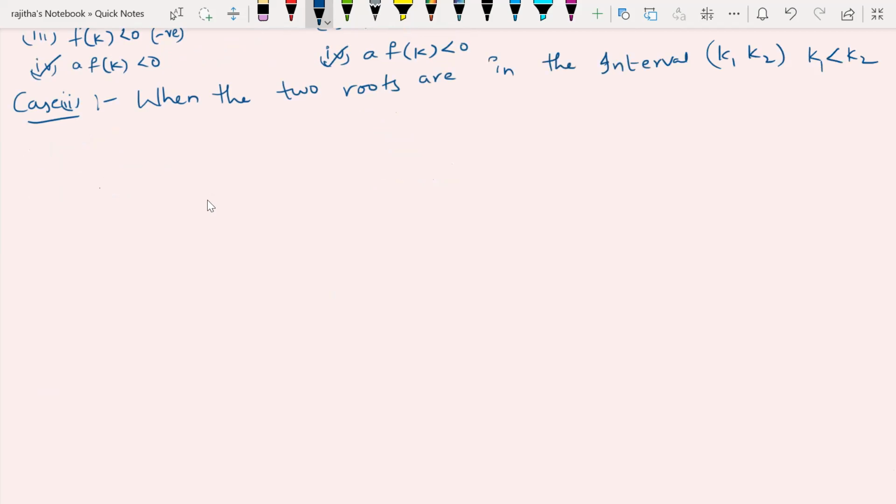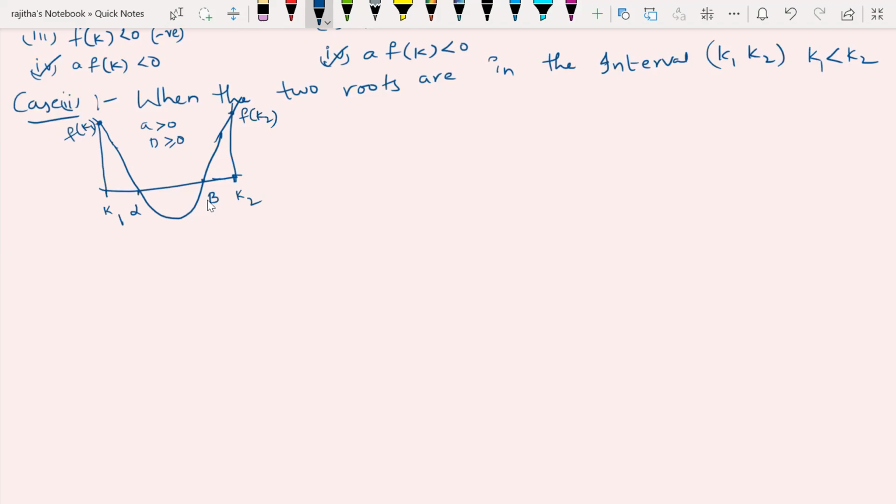What do we have to observe in the graph? Here a is greater than 0, the graph is like this. A is greater than 0 and the discriminant is also greater than or equal to 0. Here are alpha and beta, the two roots. In the interval, I'm taking the k1 point here and the k2 point here. Extend the graph. This point is f of k1 and this point is f of k2.